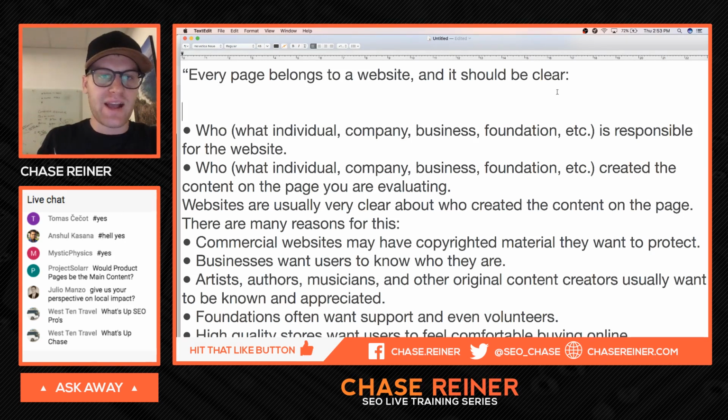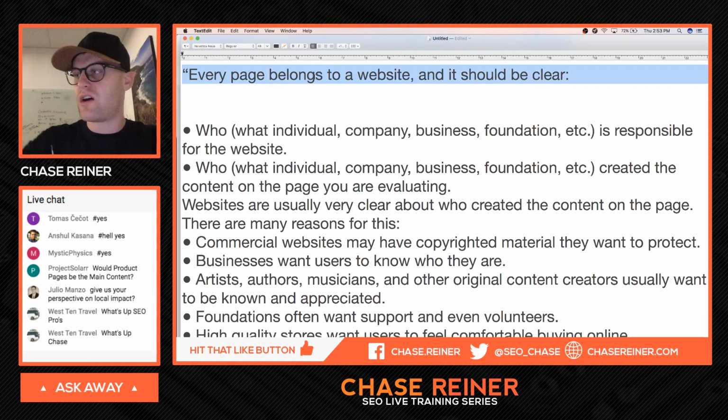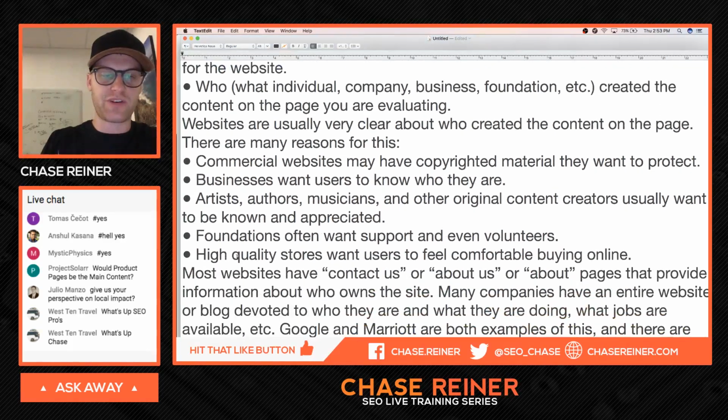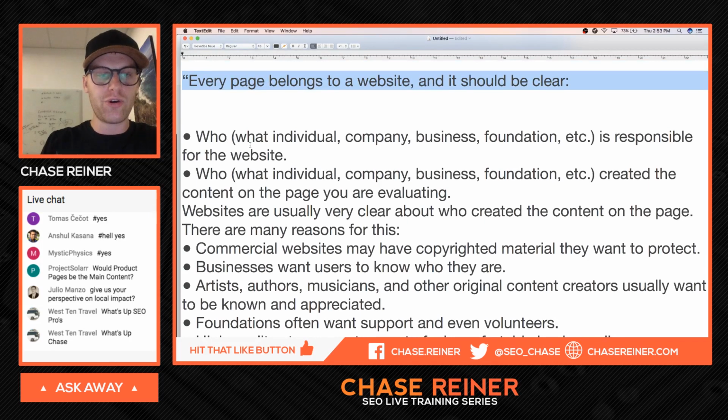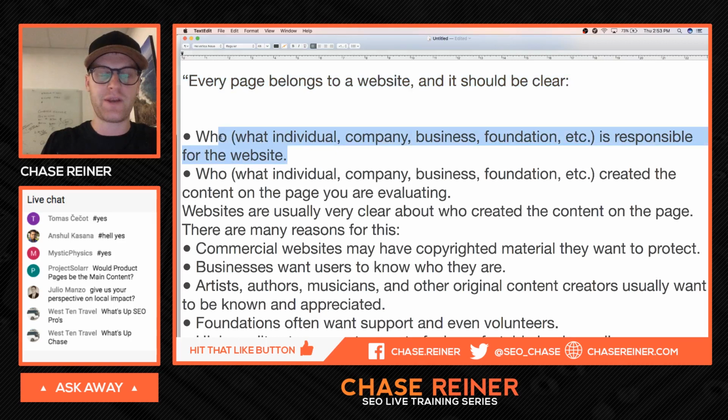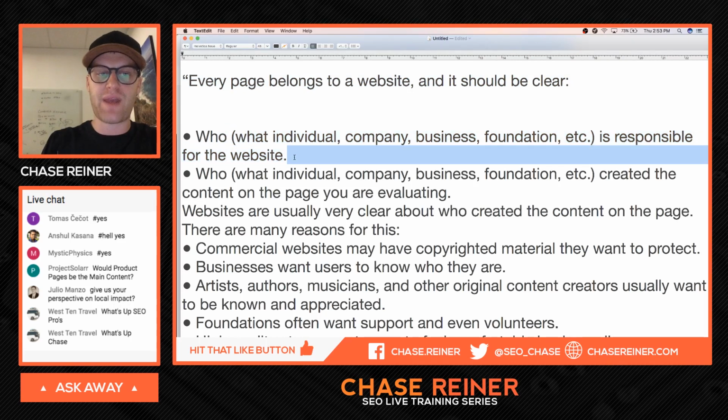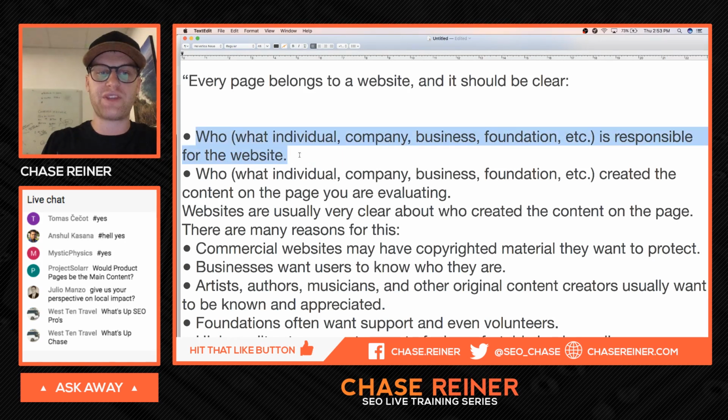Here we go. Just to reiterate, every page belongs to a website, and it should be clear. So Google's saying this is something that we should see on pretty much every website. They say other things for other websites too, what they're expecting for other types. But here we go. Who? What individual, company, business, foundation, etc. is responsible for the website? So about pages, contact pages if you can, information about what this website is about, who runs it. Google wants to know what this entity is.